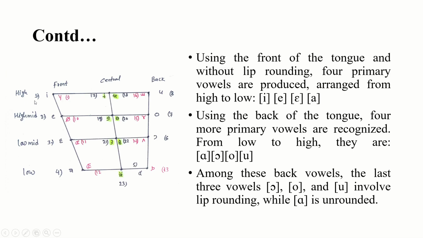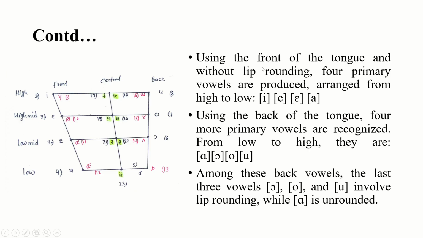And if they are produced with the maximum height of the tongue, they are high vowels. So these are the high vowels, this one. And high mid, just below that, are high mid vowels. The next one is low mid vowels, and the last one is low vowels. So the description is given here on the right hand side.